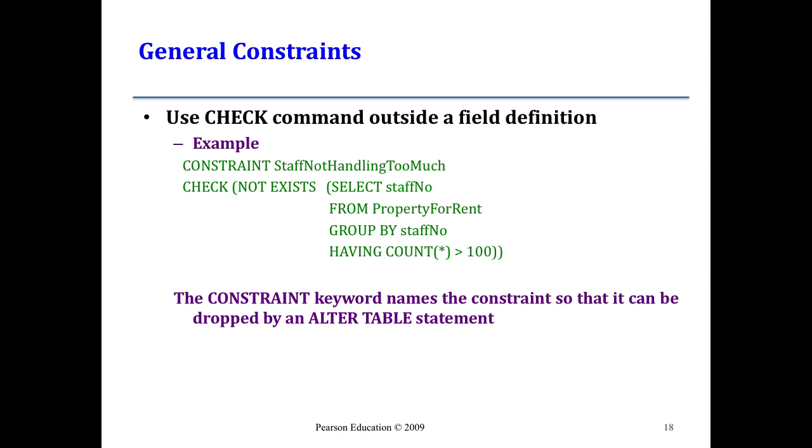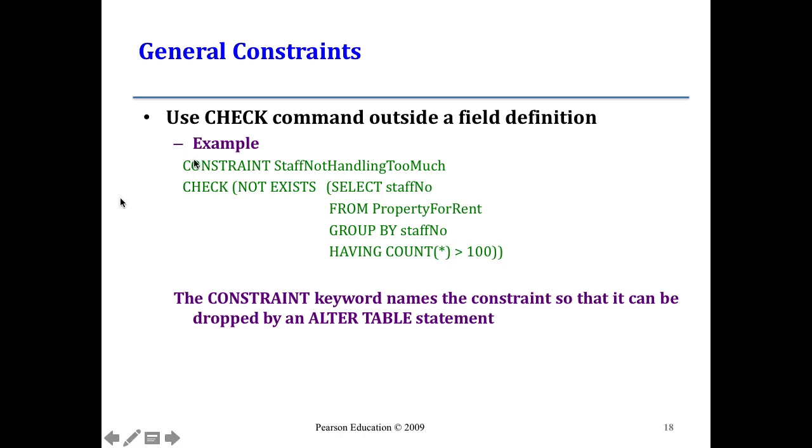So here, what we're doing is we're saying that no staff member can manage more than 100 properties. So we're just checking, and the check says not exists. So for any staff member, if we insert a tuple and it causes that staff member to be over the limit of 100, the change would be rejected. The tuple would not be inserted because it would violate this check constraint.